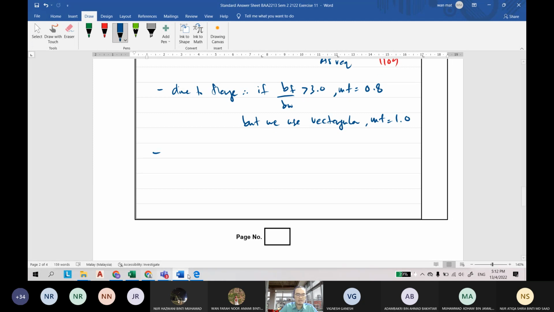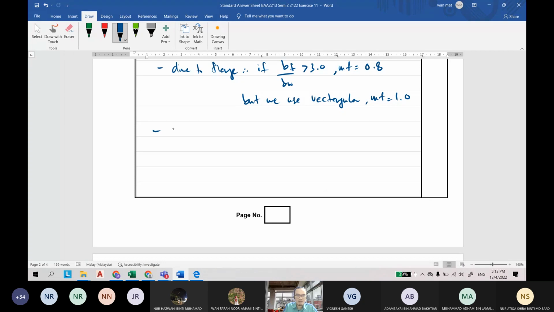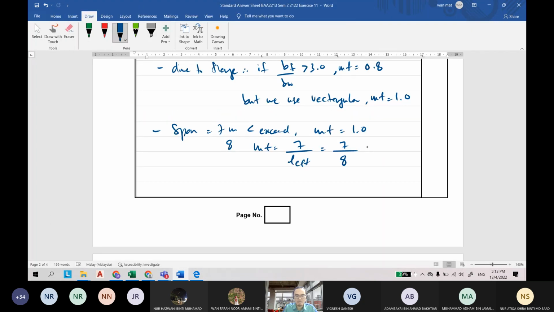And then the third modification factor belongs to the span. If the span exceeds 7 meters, which supports partitions liable to be damaged by excessive deflections, the value of L over D given shall be multiplied by 7 over L effective. But since our span is equal to 7 meters, it still does not exceed the limit, so the modification factor is 1.0. Let's say if our span is 8 meters, our modification factor is equal to 7 divided by L effective in meters, 7 divided by 8. So this is if the span is greater than 7 meters.